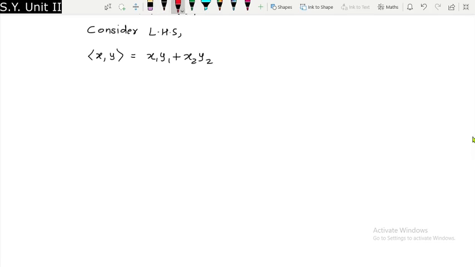I will write in the side margin, x as x1 x2, and y as y1 y2. So how is the inner product of x with y defined? x1 multiplied by y1 plus x2 multiplied by y2. So in order to prove that it is equal to inner product of y with x, how will inner product of y with x look like? Since y is appearing first, correct? So first y's terms will come, isn't it? So it will be y1 multiplied by x1 plus what? y2 multiplied by x2. I hope you are getting my point.